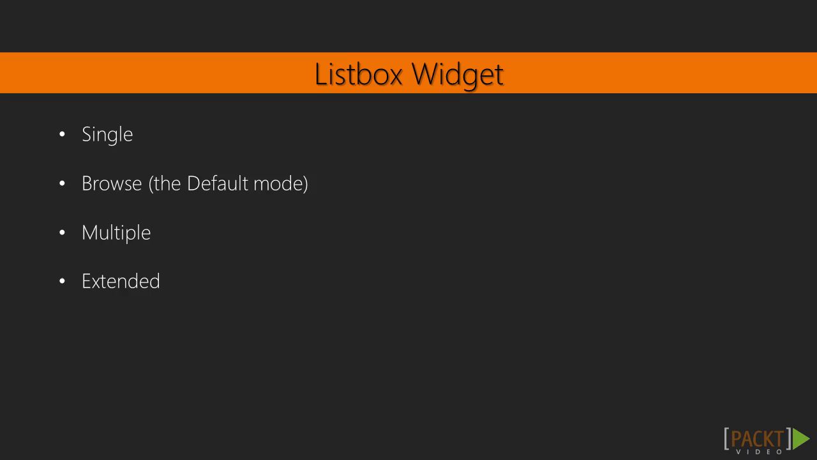The listbox widget offers these 4 selection modes via the select mode option. Single. This allows only a single row to be selected at a time. Browse, the default mode. This is similar to single, but it allows you to move a selection by dragging the mouse. Multiple. This allows for multiple selections by clicking on items one at a time. Extended. This allows for the selection of multiple range of items using the Shift and Control keys.